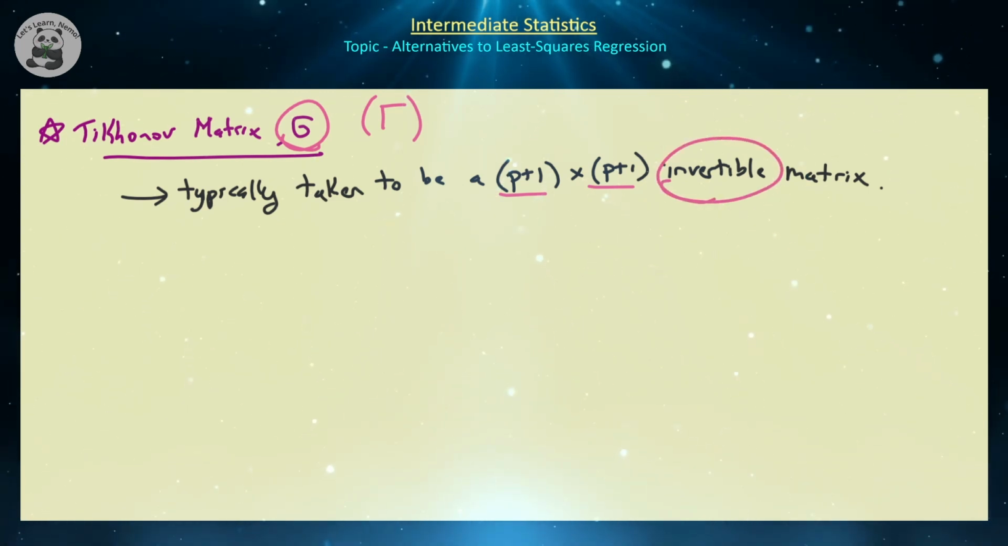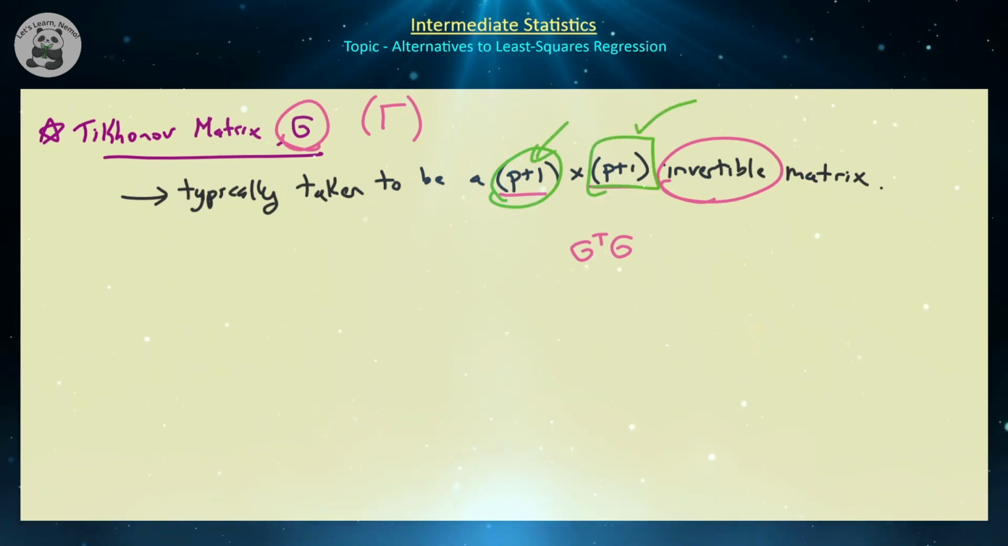Right? In particular, we want it to be invertible because this matrix GTG also needs to be an invertible matrix as well. So if G is invertible, GTG will also be an invertible matrix as well. Now, some people will drop that the matrix G be a square matrix. And in particular, if you want it not to be a square matrix, you can alleviate this particular criteria, but this must be satisfied.